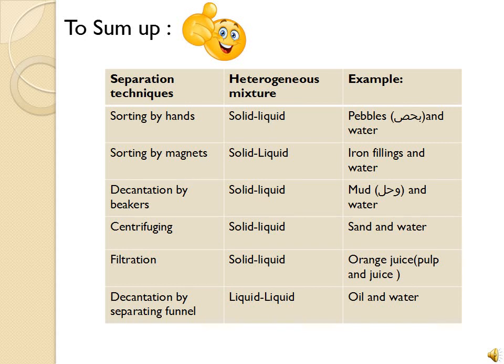Filtration, also for solid and liquid, can be used to separate the pulp of orange juice and the juice from each other. Finally, as we took today, decantation by separating funnel is used to separate immiscible liquids, meaning undissolved liquids, for example oil and water.